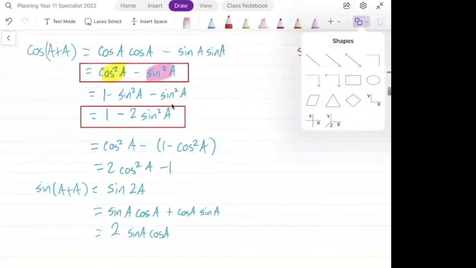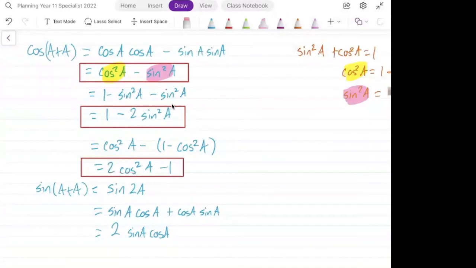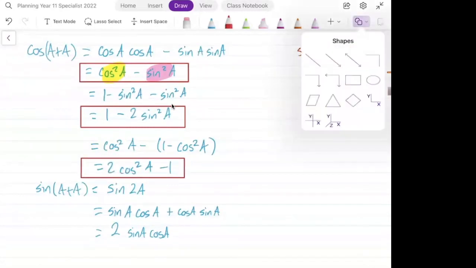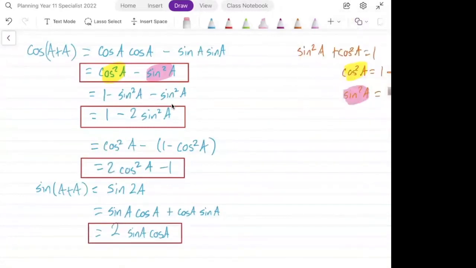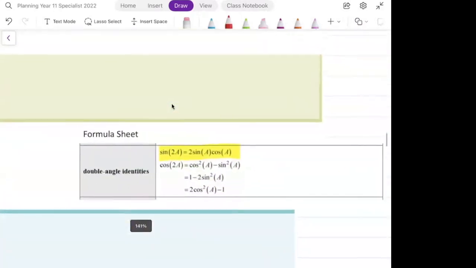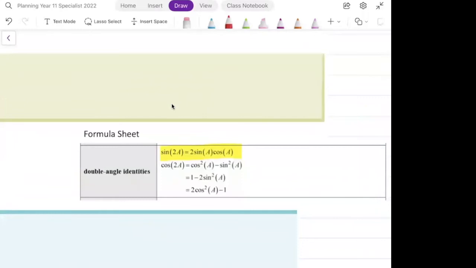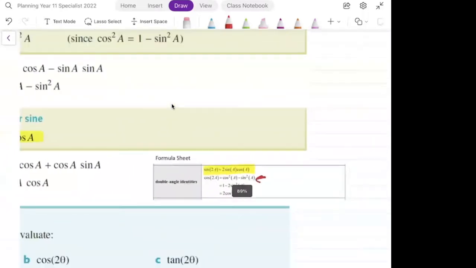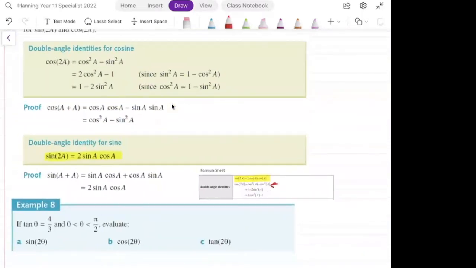So these are my four double angle identities, 3 of which are for cosine, 1 of which for sine, and again, all 4 of those are on the formula sheet. There's my sine double angle and my 2 variations. And there's the textbook printout as well. So let's use this to solve some of our problems here in example 8.